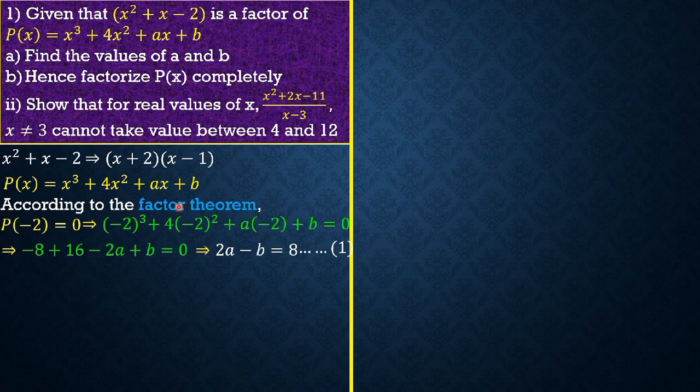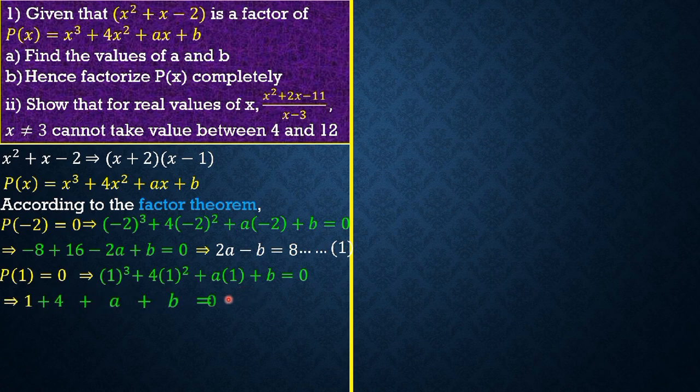Similarly, if x minus 1 is a factor of the polynomial, it means that p of 1 has to be equal to 0 when we solve x minus 1 equals 0. We have x equals 1, so p of 1 has to be equal to 0. We put 1 everywhere we see x, and we have 1 cubed plus 4 into 1 squared plus a into 1 plus b equal to 0. Simplifying, we have 1 plus 4 plus a plus b equal to 0, so a plus b equals negative 5. Let's call this equation 2.